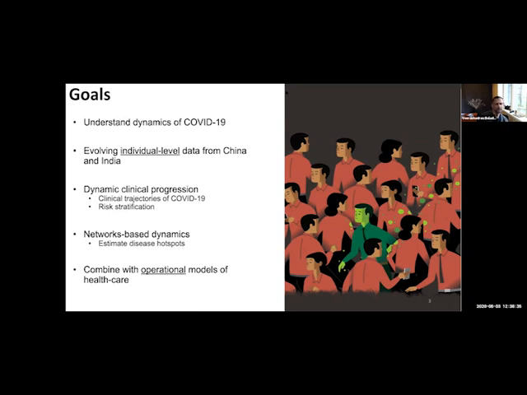And then we started looking at more network-based dynamics of COVID-19. Our key goal was to get some more regional specificity, estimate disease hotspots and what factors might be attributed to that, and just gain an understanding. And part of this process of understanding the dynamics is how we combine it, downstream, with operational models of healthcare, understanding not only the evolving landscape of COVID-19 but maybe, in the future, what sort of things we can be thinking about, and we'll probably close by having some thoughts on those aspects. So having said that, I'll turn it over to Zhenke now.